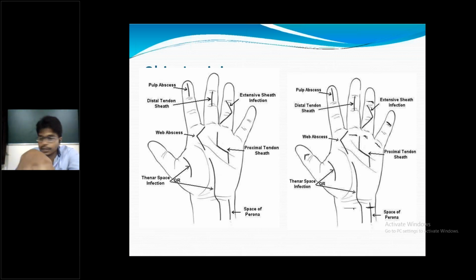And for thenar space infection, thenar space infection, incision you have seen this. And for the space of Parona, for this infection, this incision will be given. We have to do.